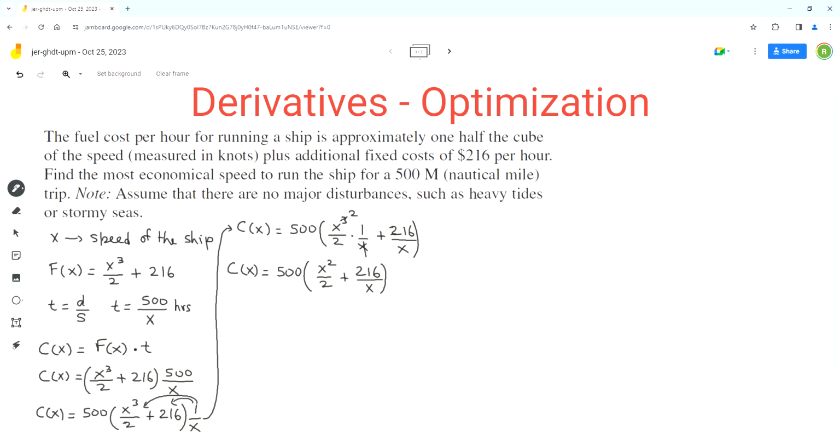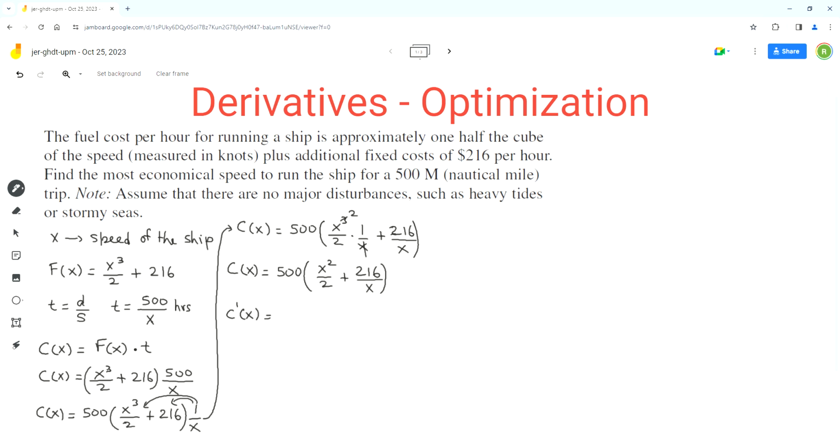Now we have to find the speed at which this cost will be lowest. So for that we have to find the x values at which this function c of x makes valleys, and at those x values, the tangent will be horizontal, so the slope of the tangent will be 0. So we'll find the derivative of c of x and then set it equal to 0 to find those x values. So our first step is c prime of x.